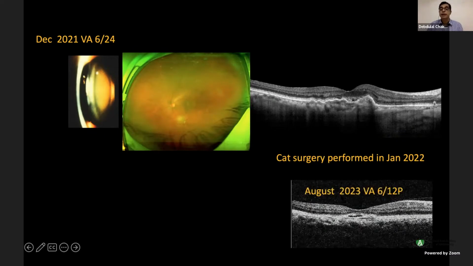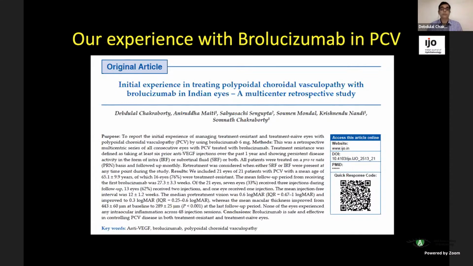And this is in fact last month, August 2023, and vision is 6/12 partial. A lot of this improvement of vision has to go with the cataract being removed. And of course, if we talk about the number of brolucizumab injections for the last 30 months, it's 9 brolucizumab injections. So you can have intervals that are comfortable for the patient.